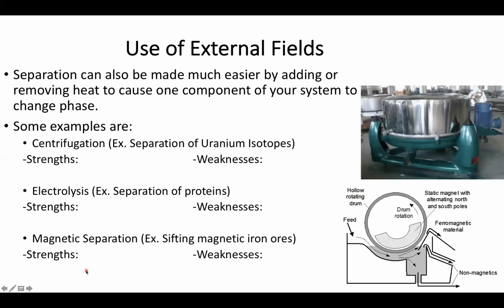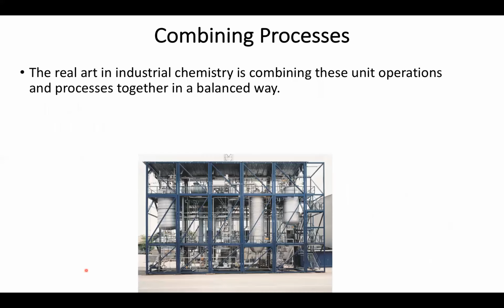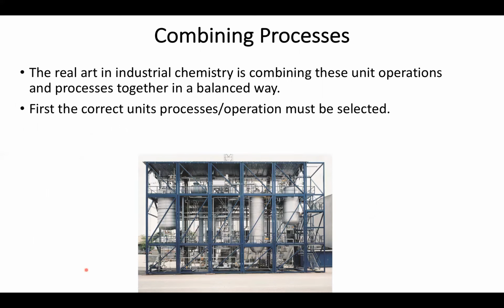However, what I've done is I essentially listed off a whole series of unit operations. However, it turns out the real art of industrial chemistry is pretty much being able to combine these unit operations and our processes, because there's usually a reaction hiding in there somewhere, in a balanced way. So this means we're going to have to learn how you can select the correct unit processes and operations.